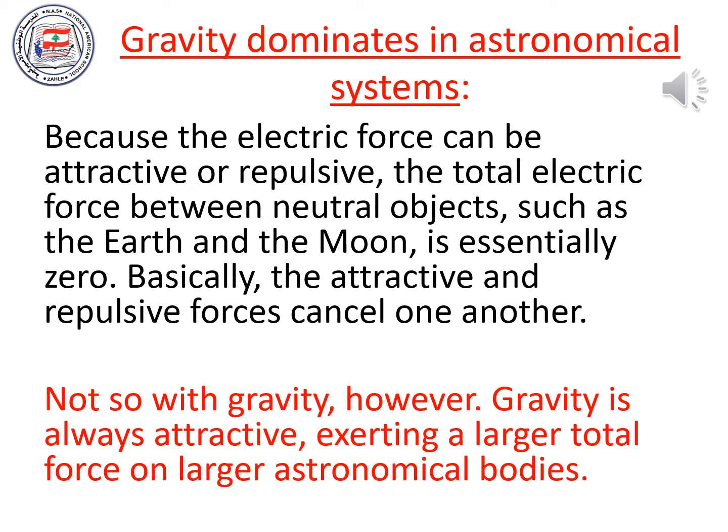But this is not the case with gravity. Gravity is always attractive, as we already explained. This leads to gravity exerting a larger total force on larger astronomical bodies, because we indicated that when mass increases, the force of gravity increases as well. So the larger the astronomical bodies, the larger the gravitational force between them. So between the Earth and the Moon, there is a huge gravitational force, but there is zero electric force. Not because it doesn't exist, but because the attractive and repulsive electric forces cancel each other. This is why gravity dominates in astronomical systems.